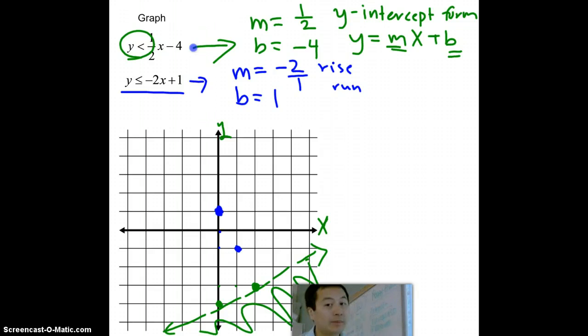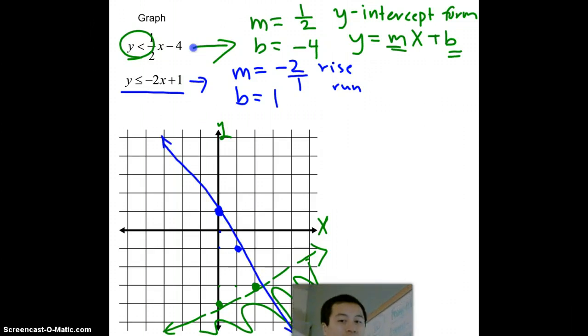I graph my line. Now before you graph it, you have to ask yourself, is it solid or dotted? And how do you know? Look at the inequality. It's equal, therefore it is solid. So graph your solid line going down. Make it straight just like mine.